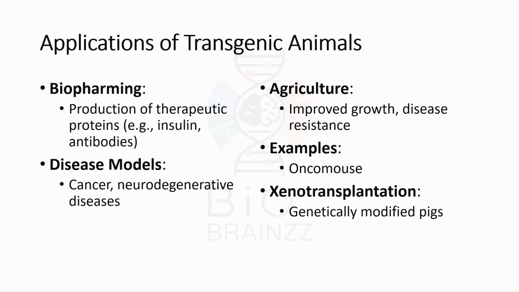Transgenic animals are used in biofarming to produce useful proteins like insulin and antibodies. They are also used as disease models to study conditions like cancer and neurological disorders. In agriculture, they help in improving growth and disease resistance. A well-known example is the onco mouse used in cancer research. They are also used in xenotransplantation, where organs from modified animals are used in humans.